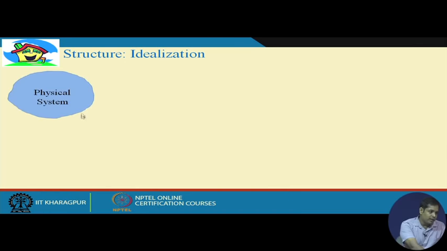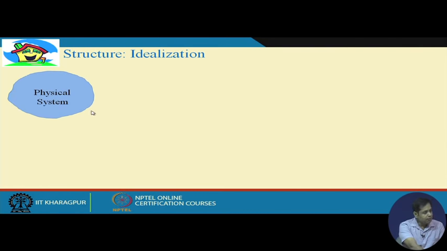For instance, you see, if you take any physical system, this physical system could be anything. It could be a structure. I'll give you some examples of some physical system. Now, this physical system is very complicated, very complex. So, dealing with the physical system exactly the way it is is very difficult.